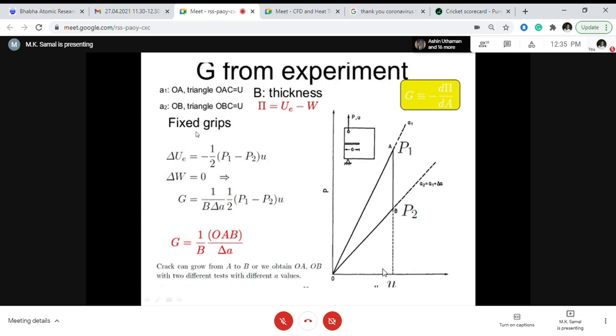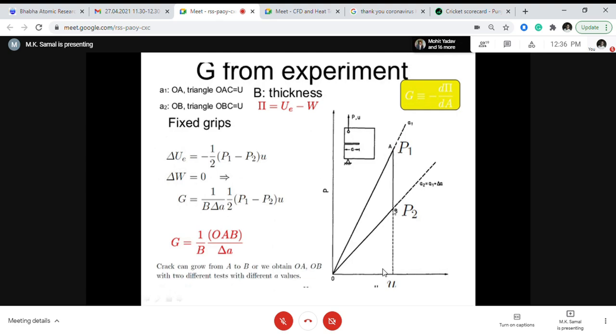So here we are talking about the fixed grip. Fixed grip means you load the specimen with the crack and pull it to a certain displacement u. Then what will happen? Initially the crack length is A1. Once it reaches some value and you fix the grip, meaning you are not increasing the displacement further, the crack will propagate because it has reached the critical value. Then automatically the load is reduced.